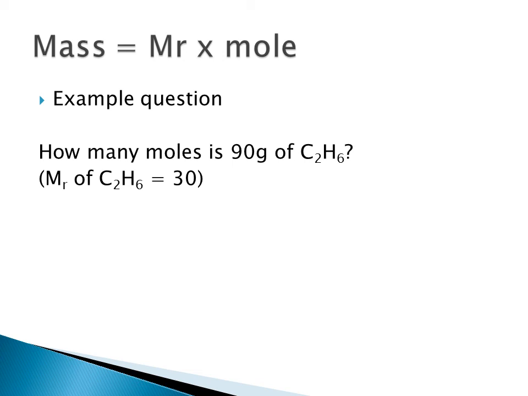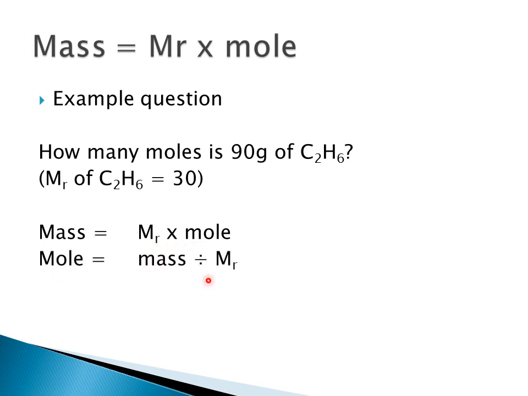Okay, so that's a harder one. They're now asking us a slightly different question. It's not how much does so many moles weigh, it's how many moles is 90 grams of this chemical. Now we've got the relative mass of C2H6, it's 30, but we need to rearrange the equation. Instead of mass is Mr times moles, what we need is moles is mass divided by Mr. All we've done is taken the Mr, we've divided both sides by the Mr, so it becomes over here, and we get this equation here.